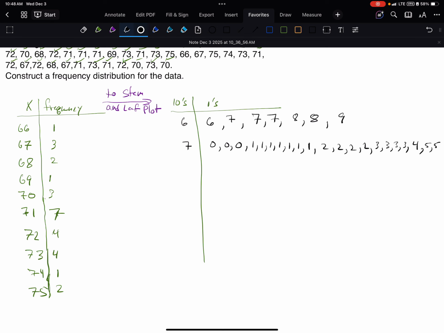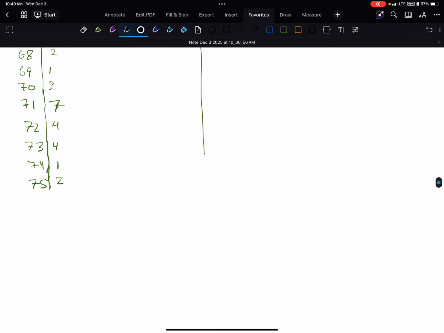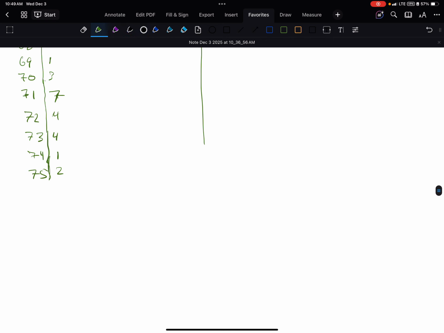And so the stem and leaf plot may not be the best choice for this particular data set, because this data set is kind of restrained to just 60s and 70s, and there are a lot of 70s and a lot of repeats in those 70s. What's another way we could represent this data that we've talked about before? We could do a histogram of this frequency distribution. And if I did that, what would I have if I wanted a histogram of this?